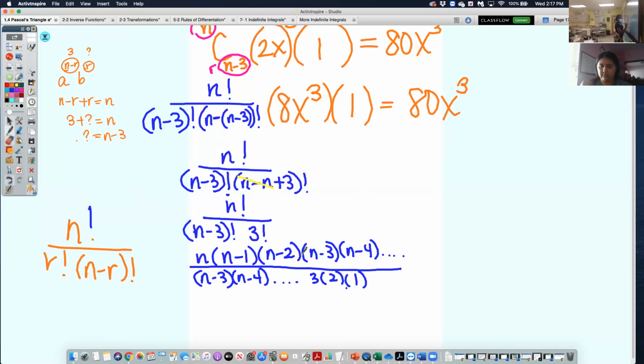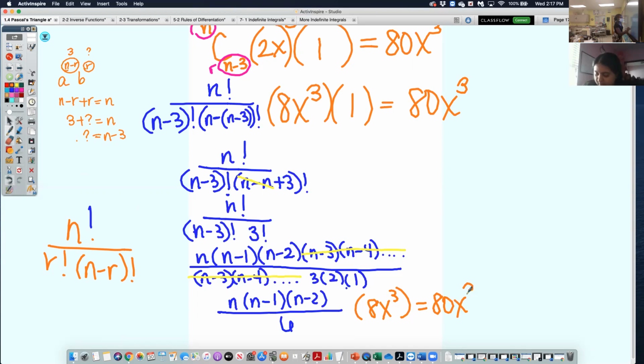So this means that the n minus 3, n minus 4, and so on and so forth is going to cancel out with the n minus 3, n minus 4, so on and so forth in the bottom. So what I'm truly left with is n times n minus 1 times n minus 2 all over, what's 3 times 2 times 1? 6. All of this is being multiplied with 8x to the third, and that equals 80x to the third. All I did was bring down the orange part.